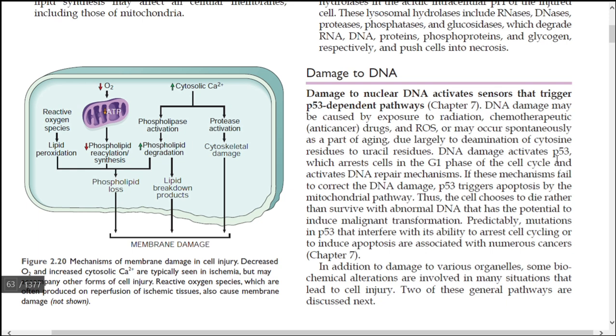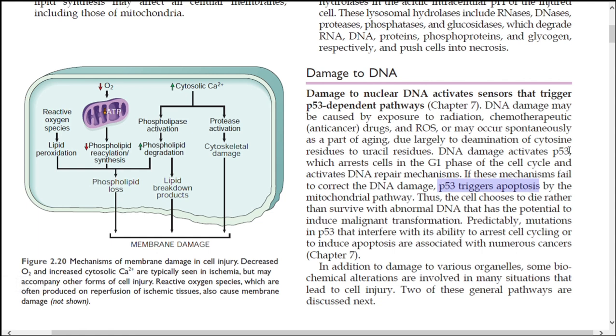So what is the function of P53? It will arrest the cells in G1 phase of the cell cycle. Okay, and it activates the DNA repair mechanisms. In case the DNA cannot be repaired, then P53 will trigger apoptosis. So there are two possibilities.